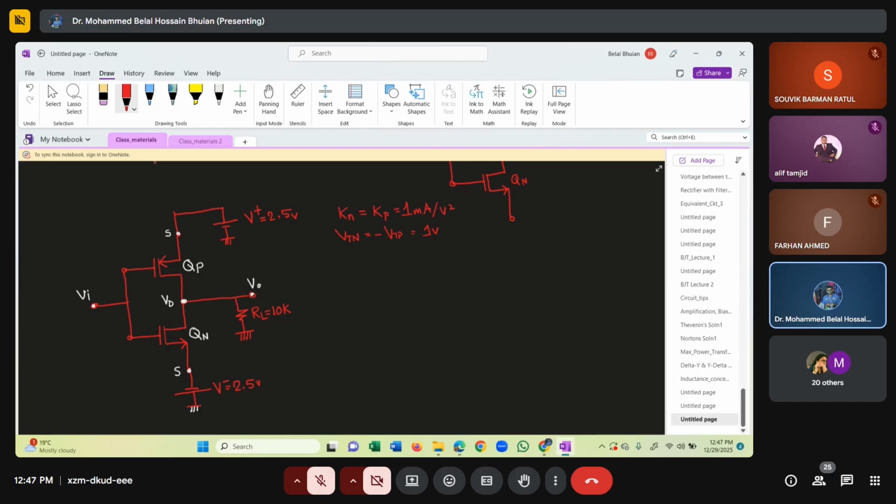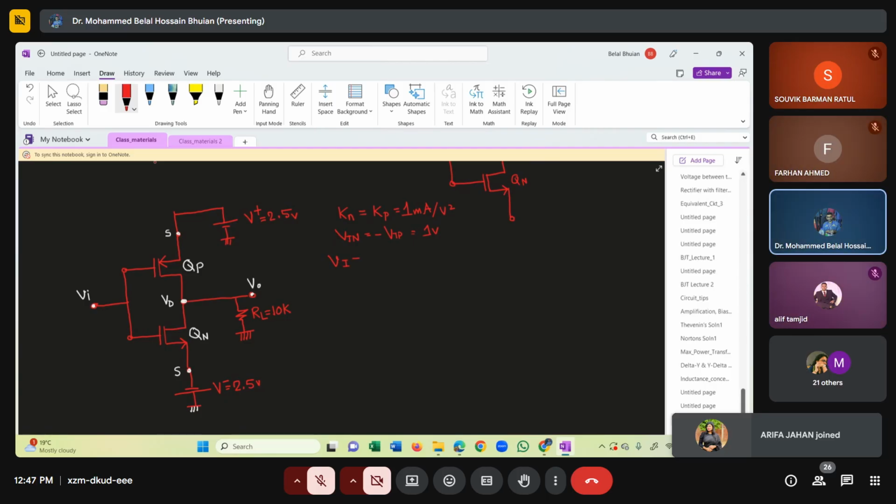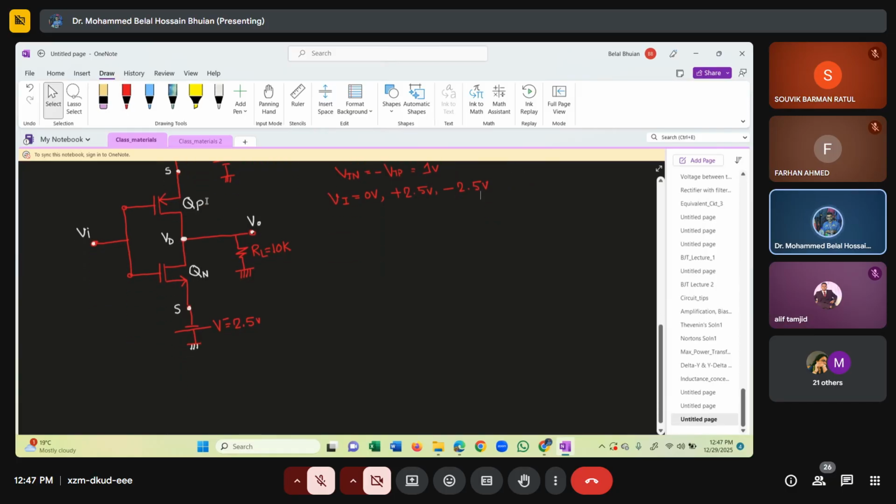What do you have to determine? We have to determine the V naught output for Vi equals 0 volt, then 2.5 volt, and then minus 2.5 volt. For three values of voltage, we need to determine the output. Okay, let's start with case one. Case one.